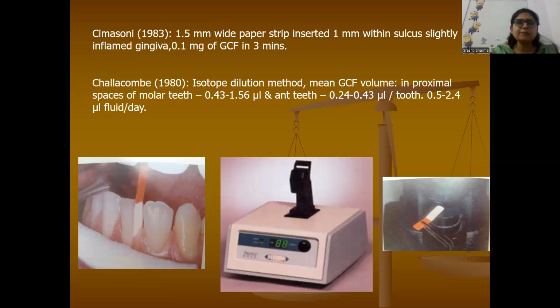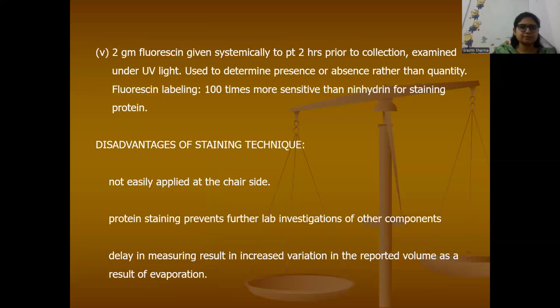Challacombe in 1980, isotope dilution method was used. He used isotope dilution method, mean GCF volume in proximal spaces of mobility 0.43 to 1.56 microliter and interior 0.24 to 0.43. So basically 0.5 to 2.5 microliter fluid per day was collected.